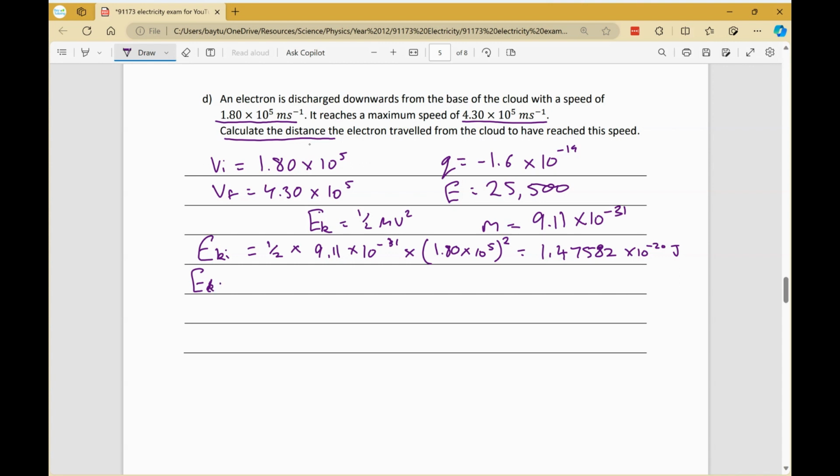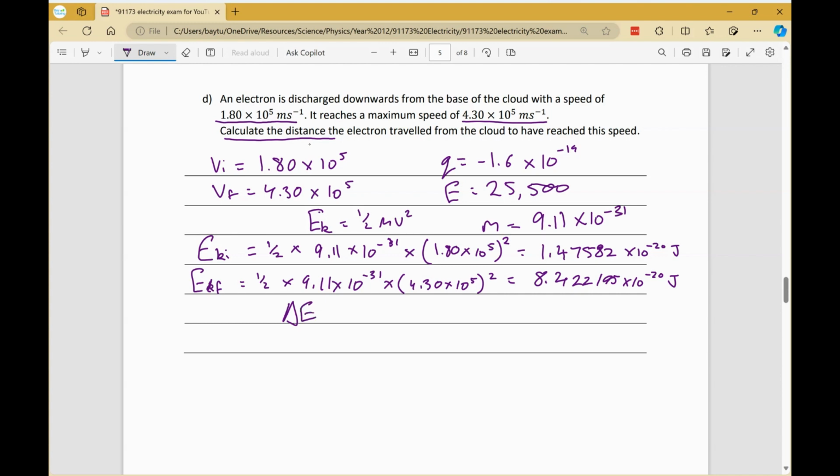Okay, now for the final kinetic energy, very similar calculation. Just changing that speed to 4.30. And that increases the kinetic energy to 8.422195 times 10 to negative 20 joules. I've used the unrounded ones there because I don't want to have any rounding error in my answer. So we'll leave any rounding until the very end.